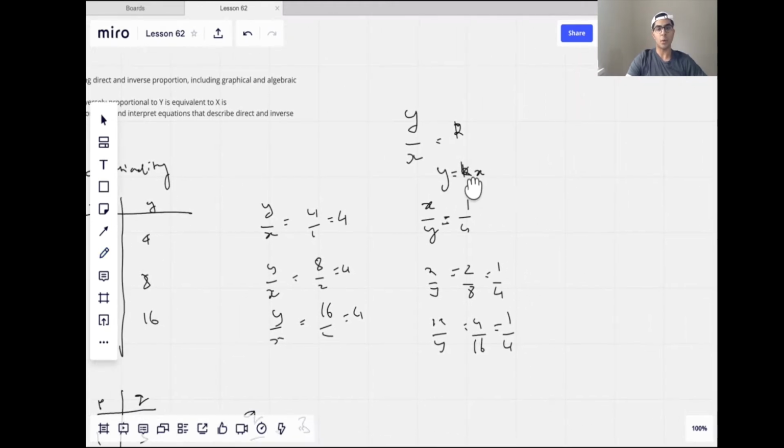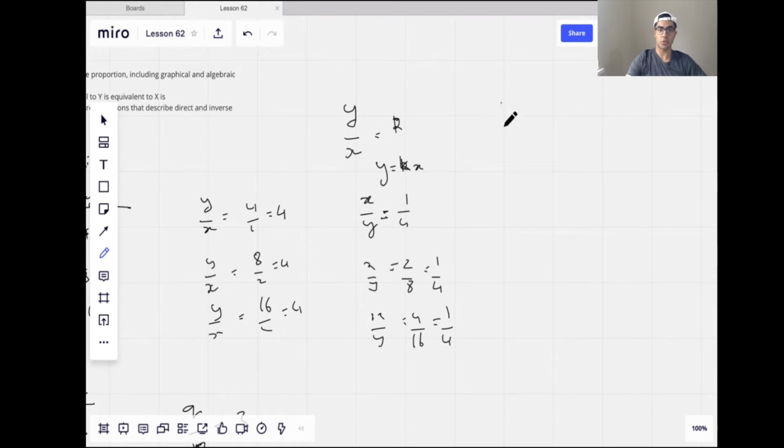And how might we represent this on a graph? This is just a straight line through the origin with the gradient k. Let me try that properly. And that's all it is. This is the line y equals kx, and the gradient is k. So this is a graphical representation of proportionality.